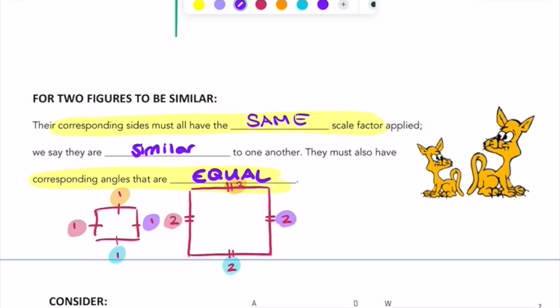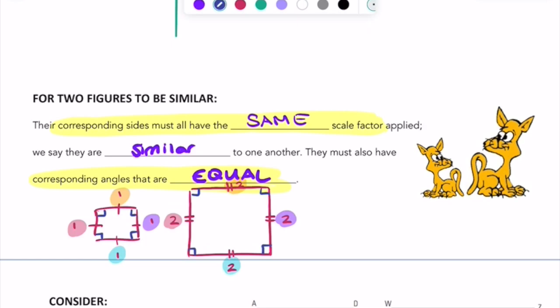Condition number 2 is that I need all of my corresponding angles to be equal to each other. This angle in a square, actually all 4 angles in a square are 90 degrees. And that's pretty great. So is this one. So these two squares are considered similar to each other because not only do they have the same scale factor applied, but all of their corresponding angles are also equal.